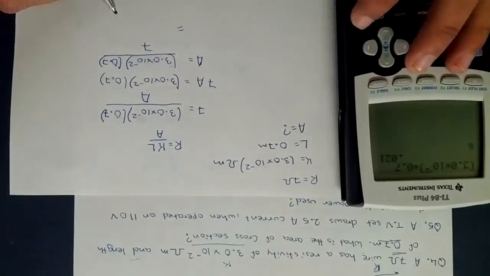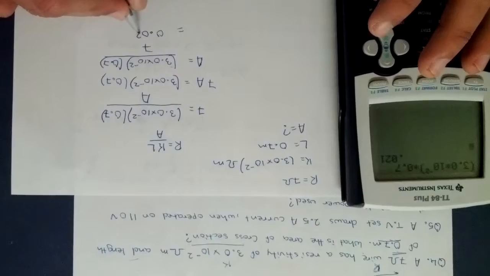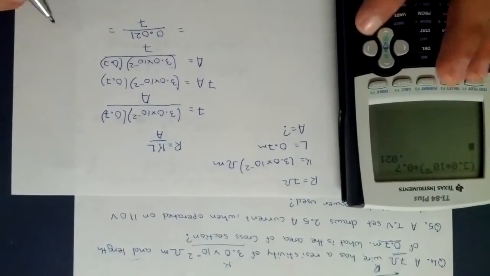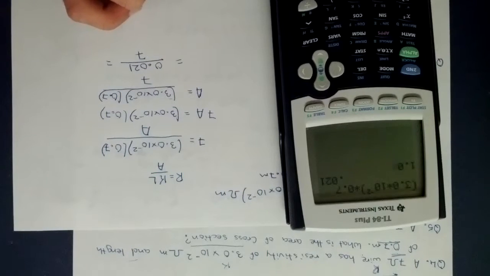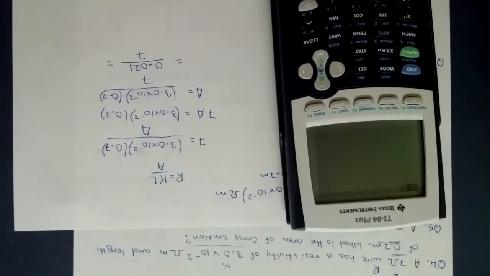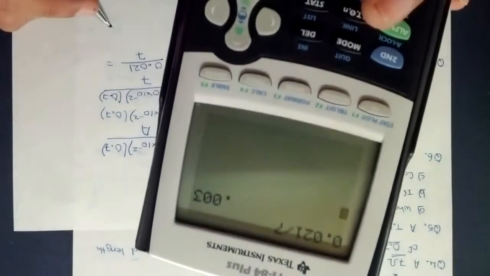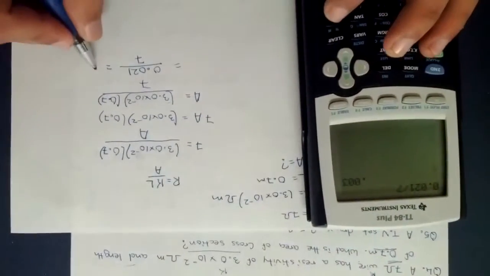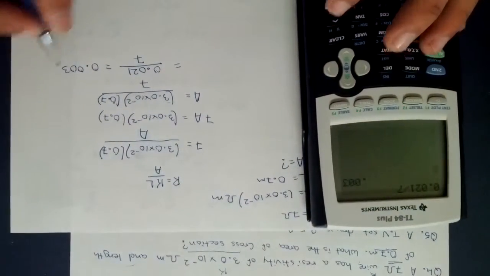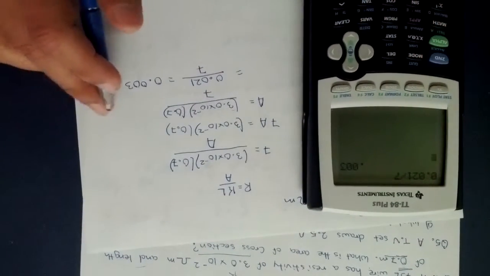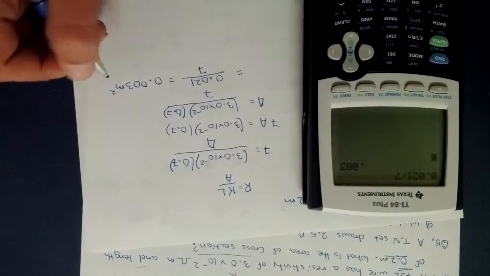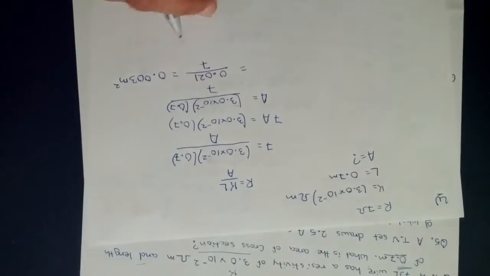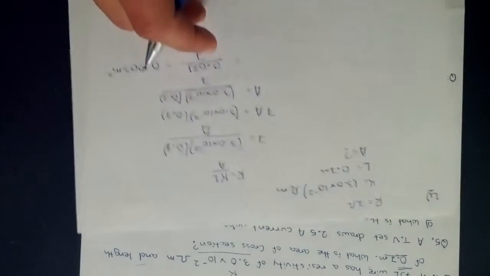And you get, I don't know if you can see this, 0.021. So 0.021 divided by 7. And then you just take 0.021 and divide it by 7, and you get 0.003. So basically we solved for area and we get 0.003 meters squared. And that's all we had to do. And we're done with question number 4.